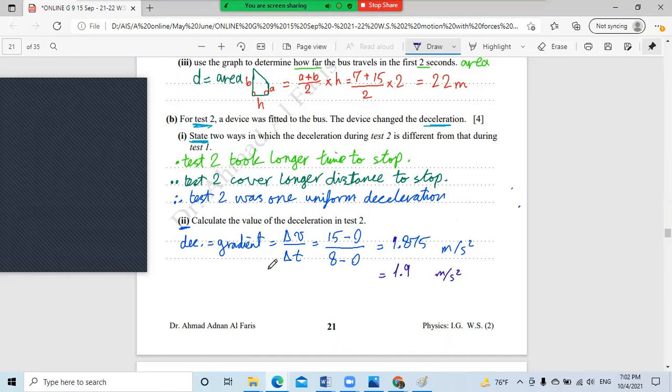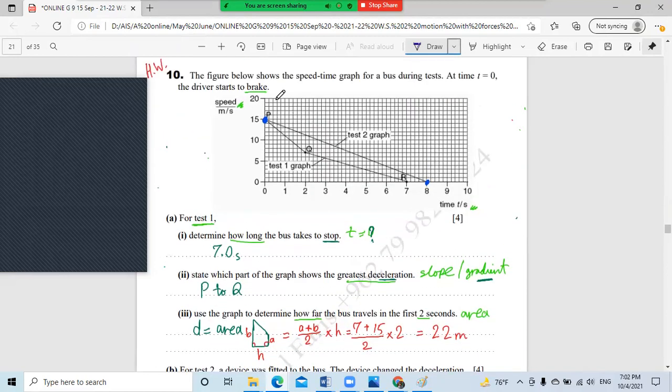So again, what we did here, we find the gradient. We took the point of 15 and the point of 8. That's what's the line. What's the coordination here? It's 0.15. And what's the coordination here? It's 8.0, and we find the rise over the run.